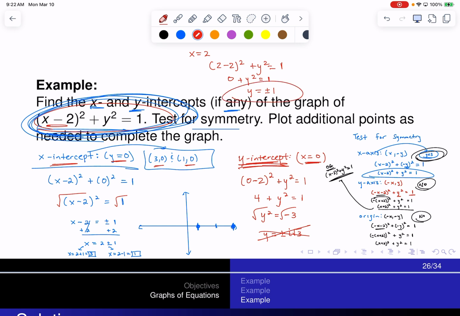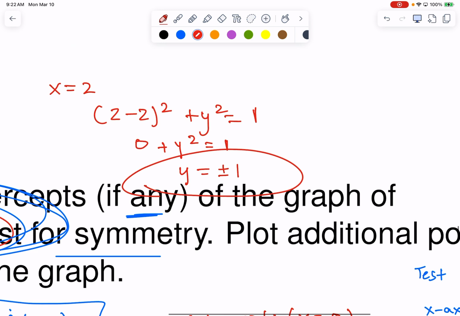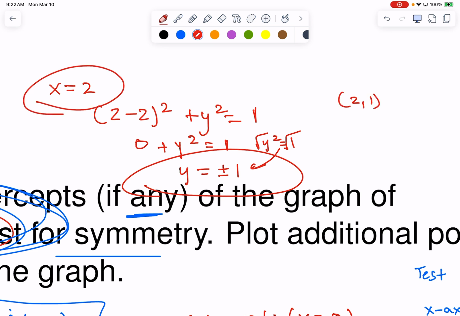Okay? So that means I'm going to have 2 points. What are they going to be? Negative and positive 1. Yeah, but what's the x value? So look up here. It's y squared equals 1. You took the square root of both sides, and we got y equals plus or minus 1. So what is it? 2, 1, and 2, negative 1. You get the points 2, 1, and 2, negative 1.